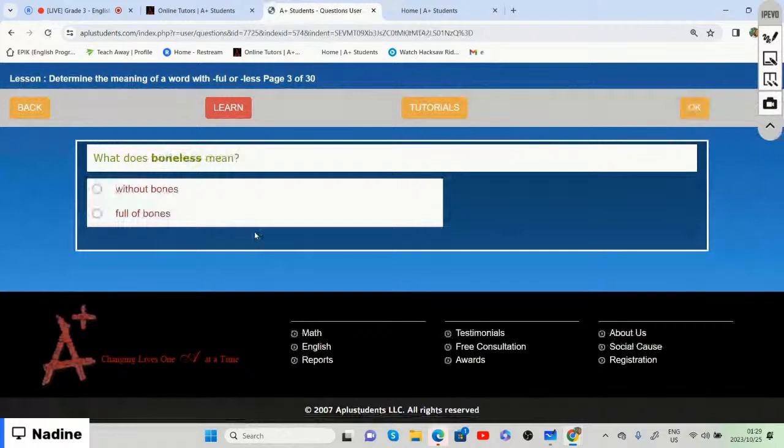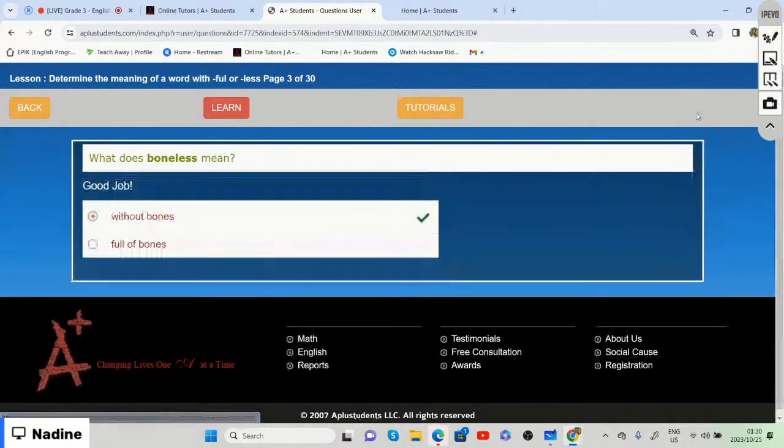What does boneless mean? Does it mean without bones or full of bones? Boneless. Yes, so we can say that boneless is without bone, because we specifically said that less means without. So if we add less to the word bone, then it is without bones.